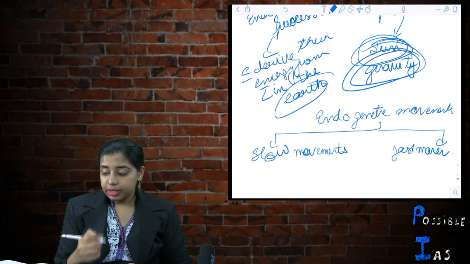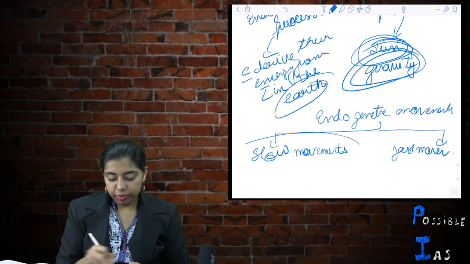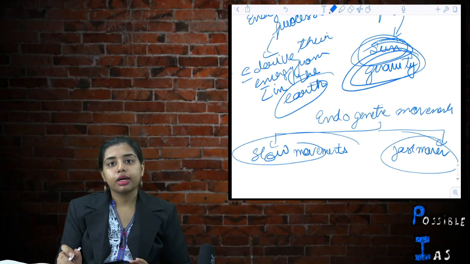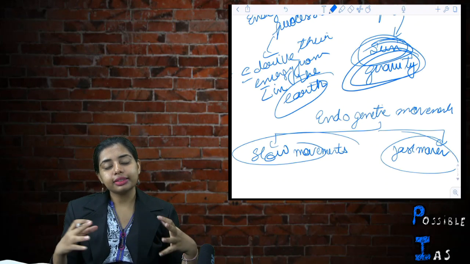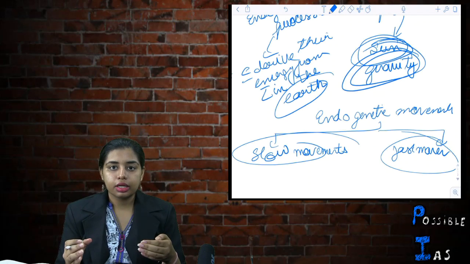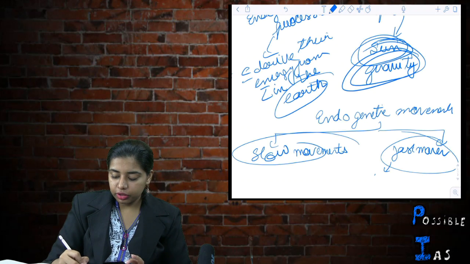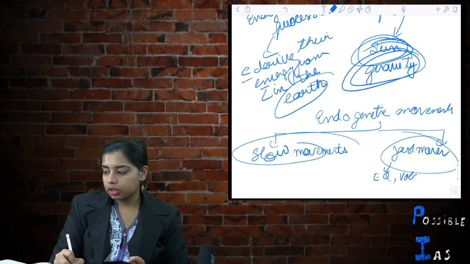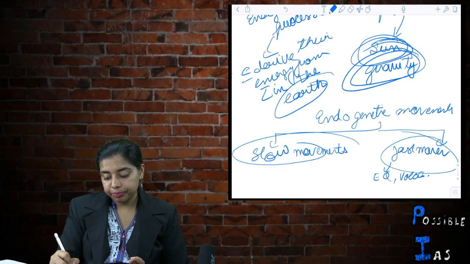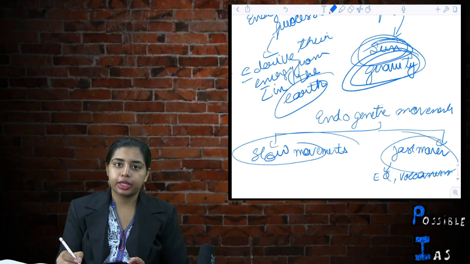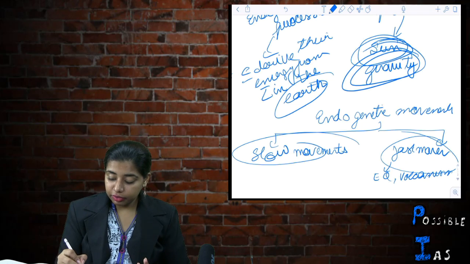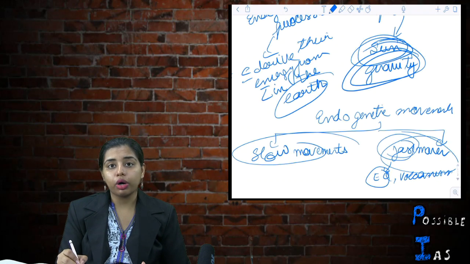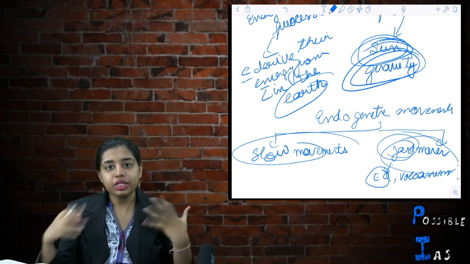So in slow movements and fast movements, what is the difference? See, the difference lies in the time that it happens. Like in fast movements, you will have earthquakes, volcanoes, okay, earthquakes and volcanism. These are fast movements, fast endogenetic movements. So now the term fast, it refers to what? That the amount of time in which these happens.